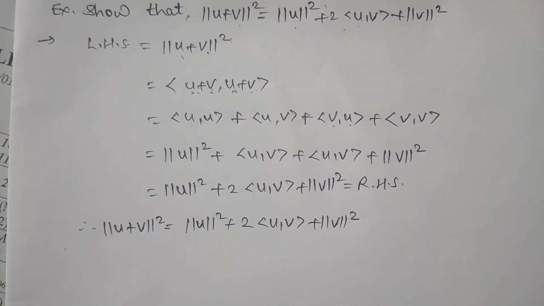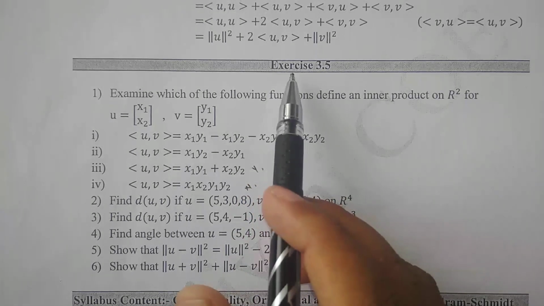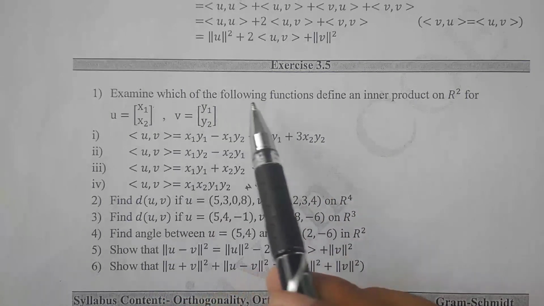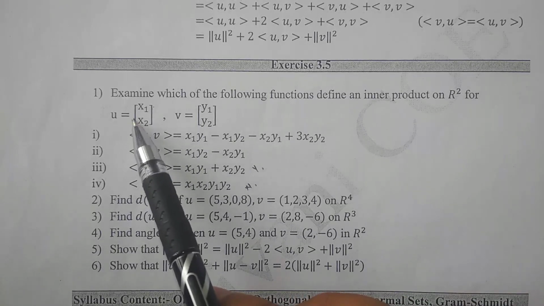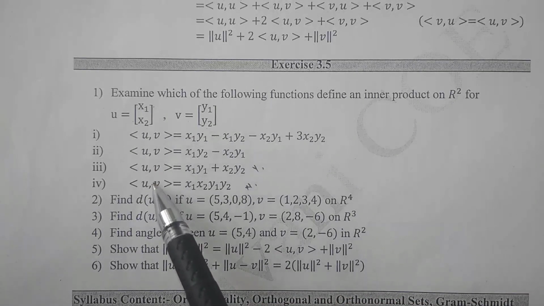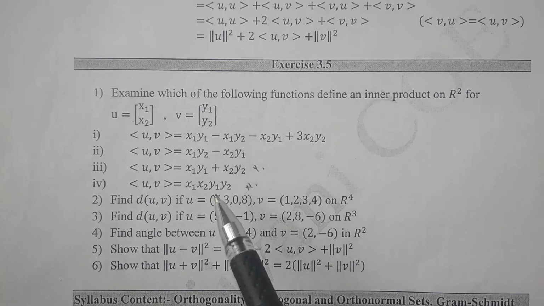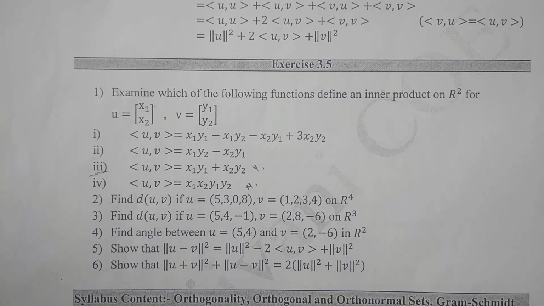Now you have to solve some examples for homework. So solve exercise number 3.5 for practice. The question is: examine which of the following functions defines an inner product on R square, where u is given as (x1, x2), v is given as (y1, y2), and these function definitions are given. By using these definitions we have to check whether these are inner products. Out of that, the third example we already took in this video.